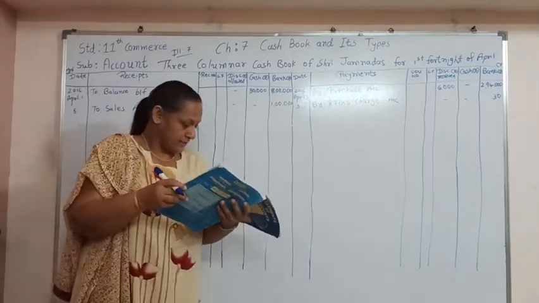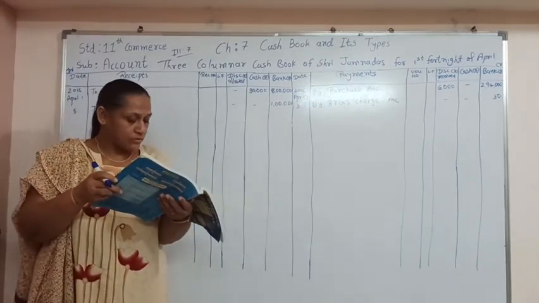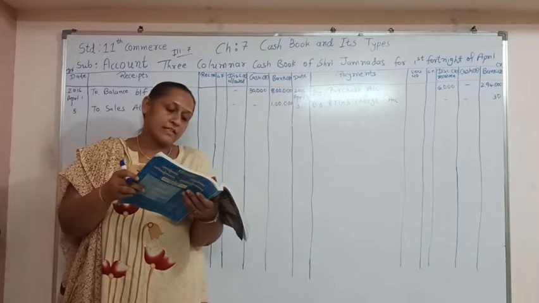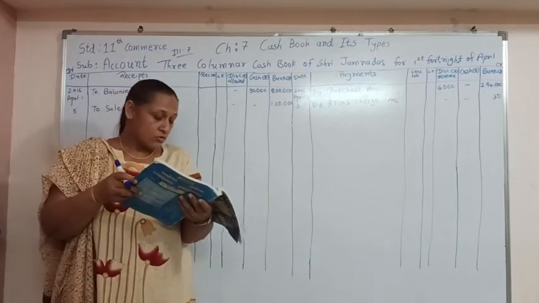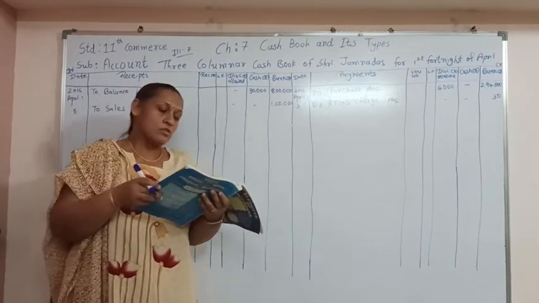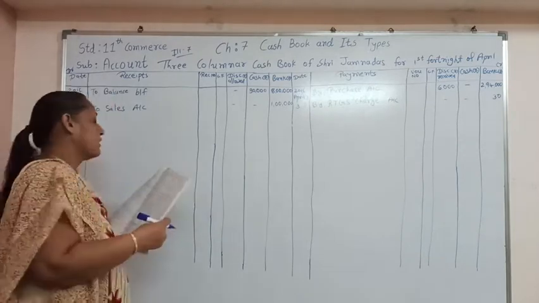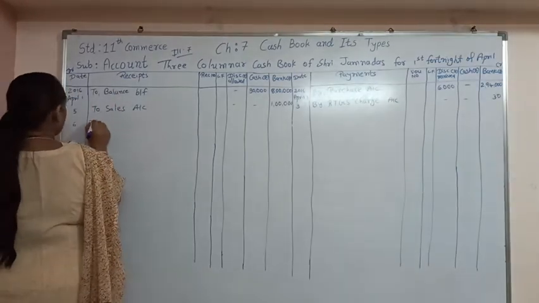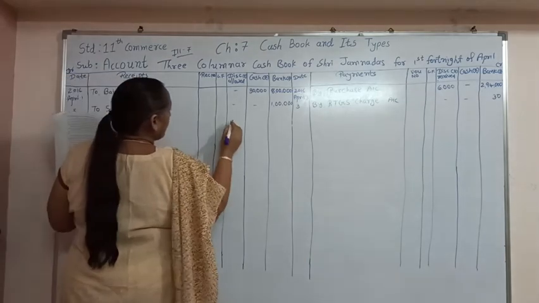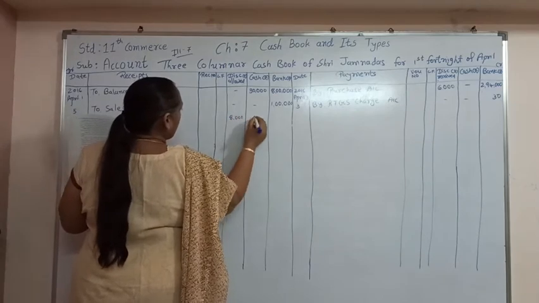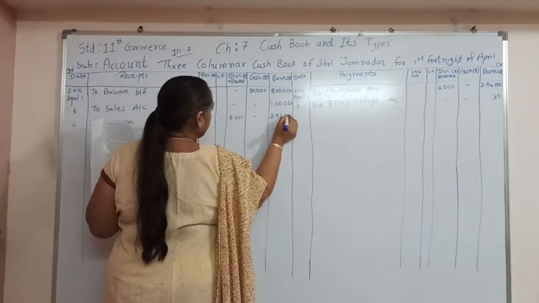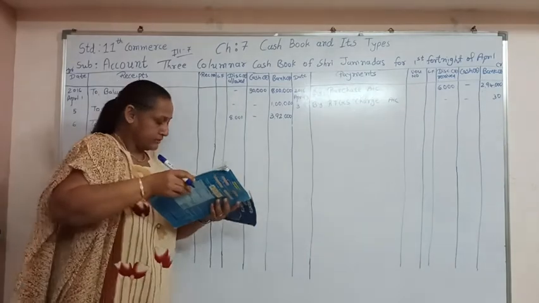Now on 6th, goods of rupees 4 lakh sold to Mahesh at 2% cash discount. He has sent the amount through RTGS. Bank has credited the amount. So here we have sold goods of rupees 4 lakh, and the 2% cash discount on 4 lakh will be 8,000. So that is our discount allowed. On 6th, to sales account, and 8,000 will be discount allowed and the amount will be 3,92,000.